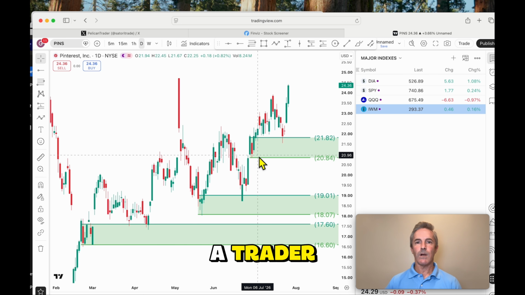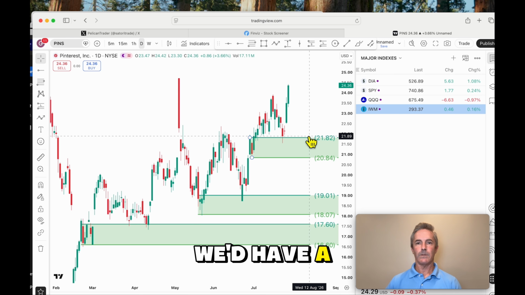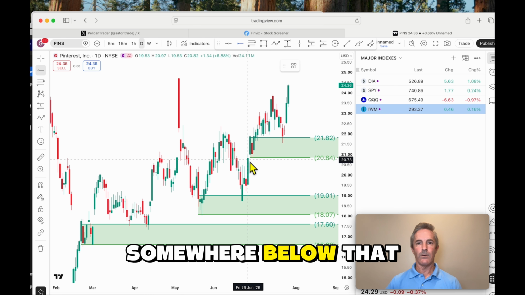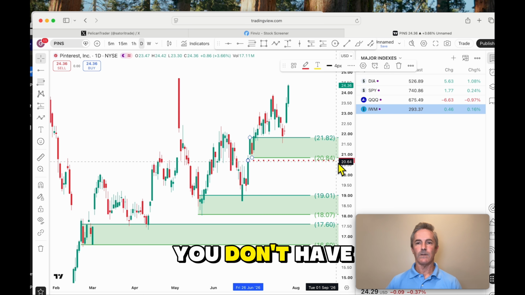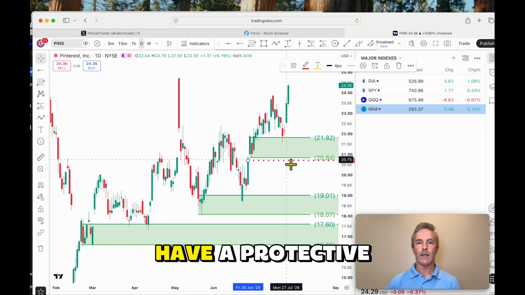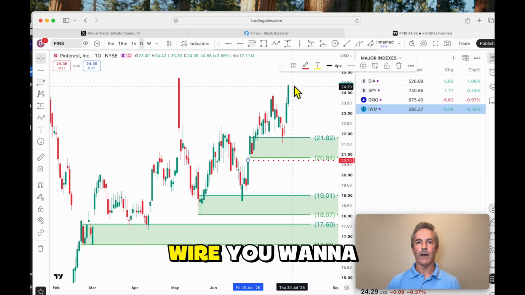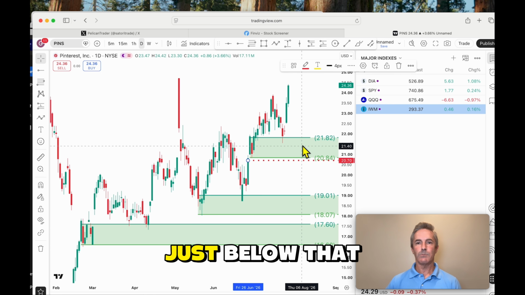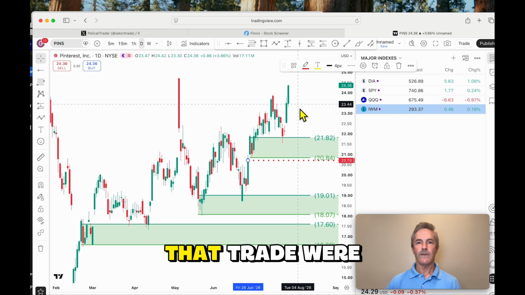position. Now, if you're a trader and you're looking to go for the aggressive upper level, we'd have a buy limit set at 2182. You'd have a protective stop you can set somewhere below that level, so somewhere below 2084. I'm just going to set it here at 2070. You don't have to have it exactly that price, but you want to have a protective stop. It's like going out on a trapeze on a high wire. You want to have a safety net below there. All right. So we have our safety net set here just below that particular support level. We'd only risk a little over a point if that trade were to fail.